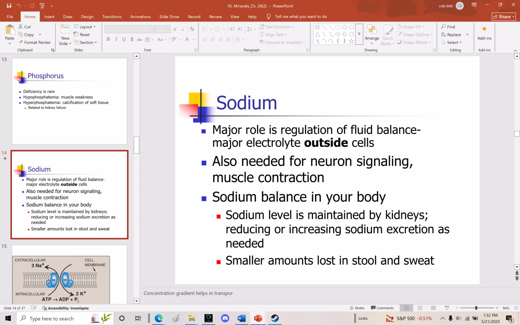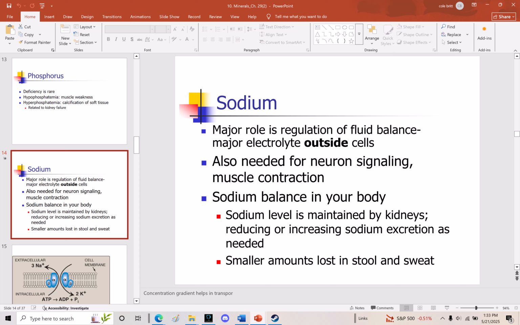membrane potential. Sorry, I'm going to skip back to that other slide. To maintain membrane potential, your body just generates electricity, and one of the ways it can generate electricity is by making these gradients. You're going to have more sodium outside of cells than inside.